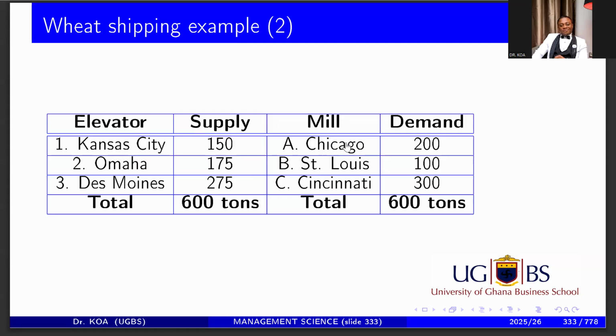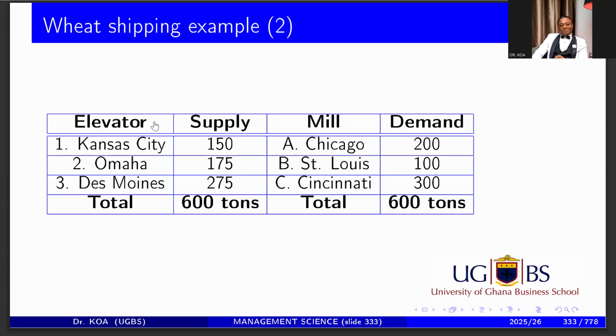It will go to Chicago, St. Louis, and Cincinnati. But Chicago is only receiving 200. So even if Kansas City sends all the 150 to Chicago, Chicago is not getting what is demanded, and so it will need more. What you got to know here is that these 3 cities are owned by the same company, okay?